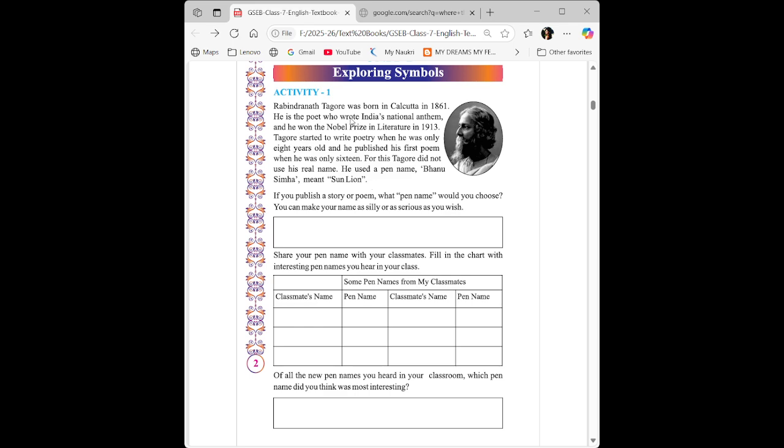See, Rabindranath Tagore was born in Calcutta and he was a scholar. He was a Nobel laureate who won the Nobel Prize in Literature. He was writing poetry since he was 8 years old, and he used a pen name when he published his poetry, right? Bhanu Simha.